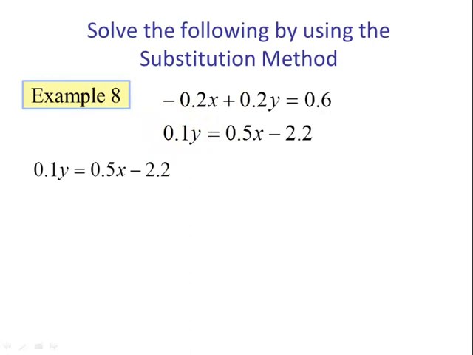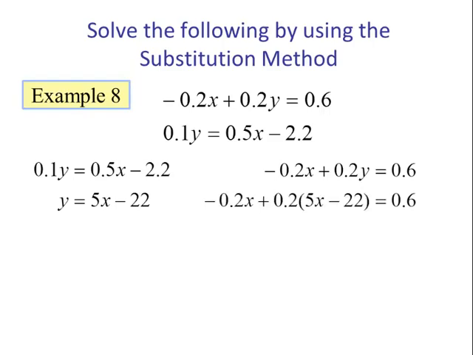So if we multiply everything by 10, we see this becomes 1y. 10 times 0.5 is 5, and 10 times negative 2.2 becomes a negative 22. So now I'm going to take that expression and substitute it in the first equation for y. So we have negative 0.2x plus 0.2y equals 0.6.